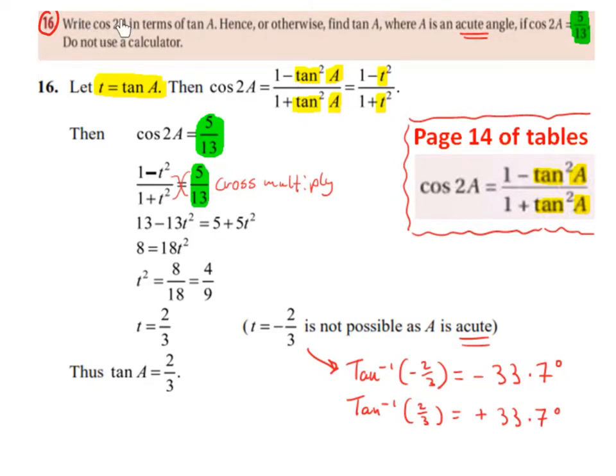Write cos of 2A in terms of tan of A. Hence or otherwise find tan of A, where A is an acute angle, if cos of 2A is 5 over 13. Do not use a calculator.